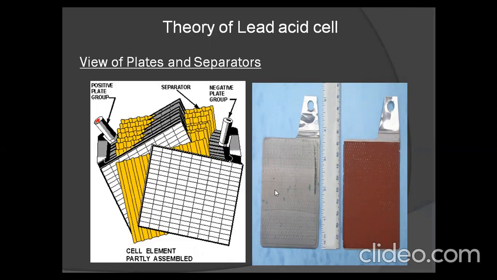And you can identify that the positive plate is dark chocolate in color, then this belongs to positive plate, and the negative plate is sponge lead, and the other plate is obviously the negative plate.